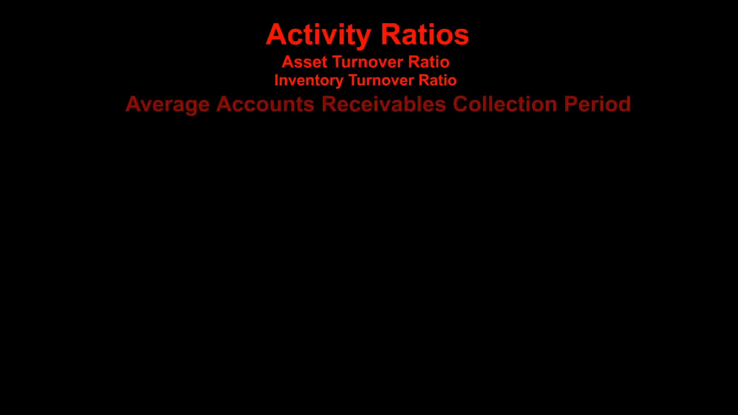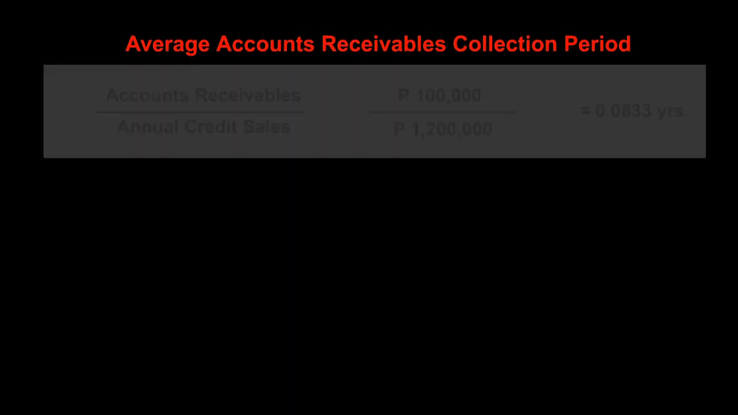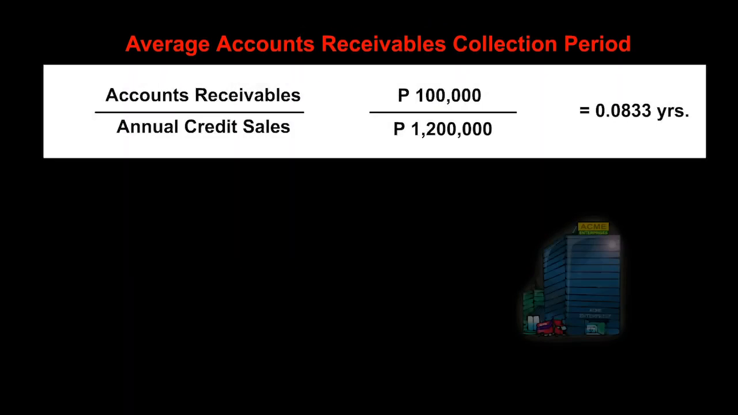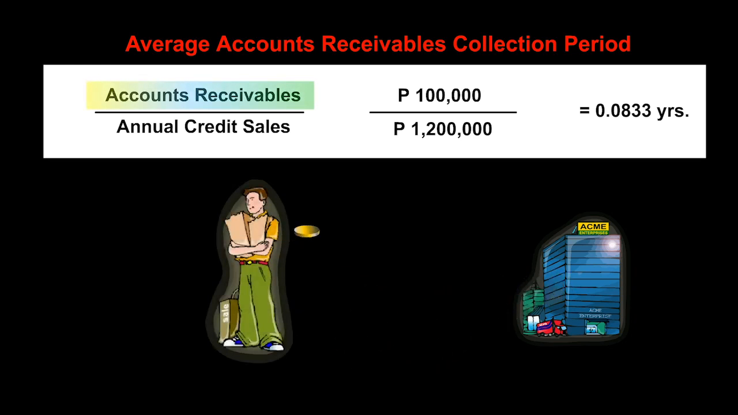The third activity ratio is the average accounts receivables collection period, which is the ratio of accounts receivables to credit sales, which excludes cash sales. This ratio approximates the average age of accounts receivables, or how long it usually takes to collect from customers who bought goods on credit. The ratio is derived by dividing accounts receivables by the annual credit sales. The average accounts receivables collection period is thus obtained.